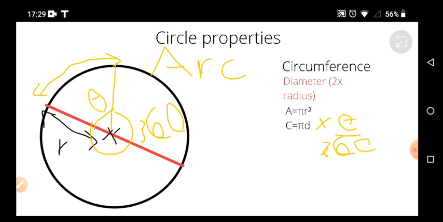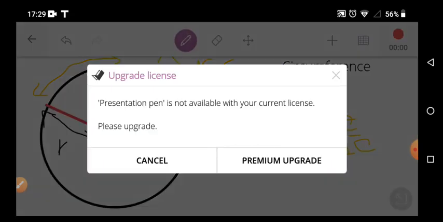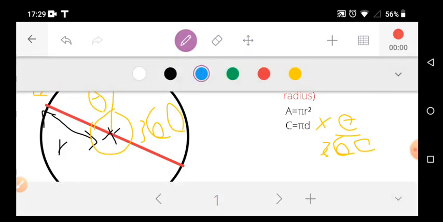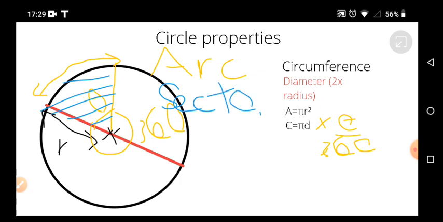The same can be said about something else, and I'm going to just cross this in. This is called a sector, and that is a proportion of the area. So likewise, we times the area of a circle by the proportion of the angle to the full 360 degrees of the circle.